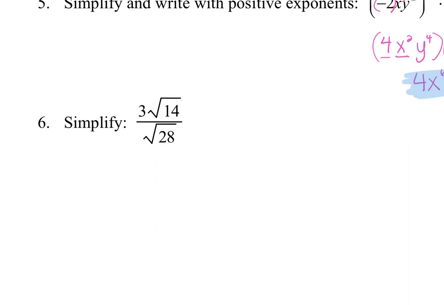For 6, since both square root 14 and square root 28 are under the radical and they have a factor in common, you can simplify. So 14 goes into itself once and into 28 twice. This becomes 3 over square root 2. And then it gets rationalized. So square root 2 over square root 2, and that becomes 3 square root 2 over 2. And that's my answer.